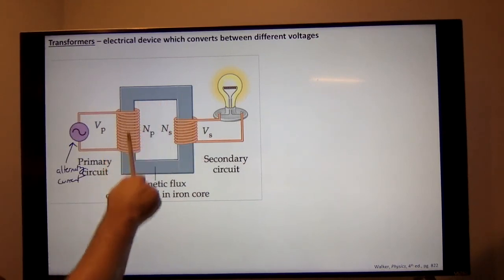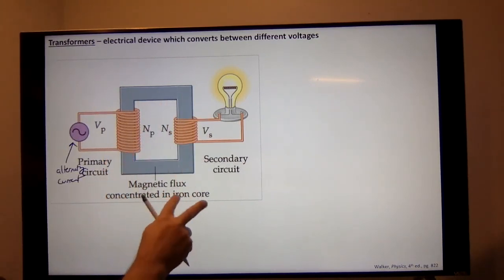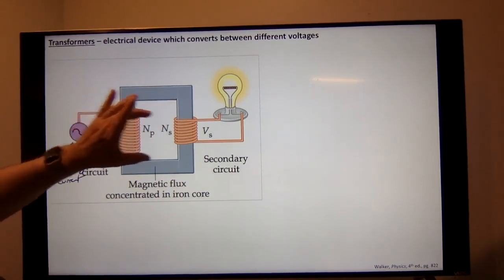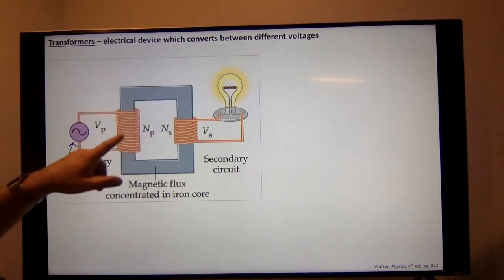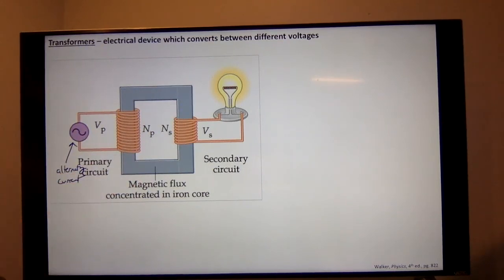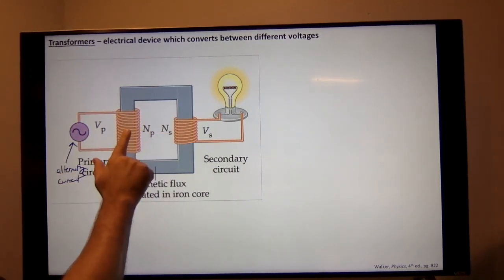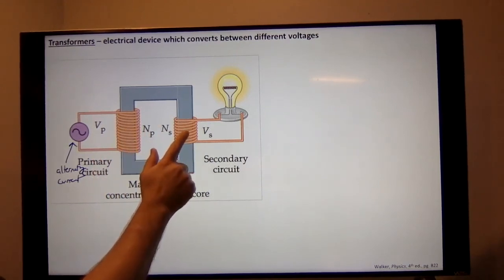Ignore, if you want to, this iron core. This is all insulating. This coil is not physically connected to this one, so there's no way for current to flow. It's just the fact that they're in proximity and the magnetic field of this one is passing through this one and changing.